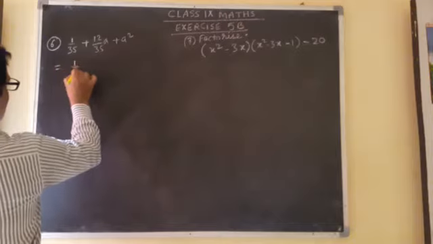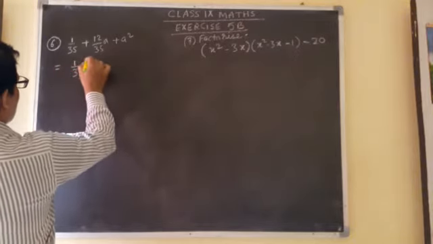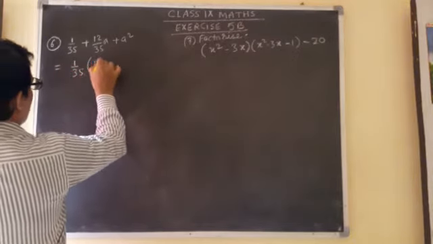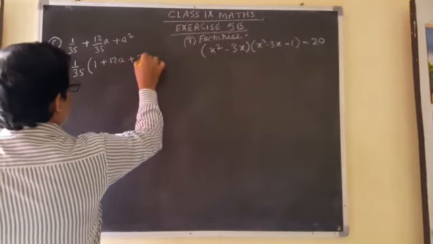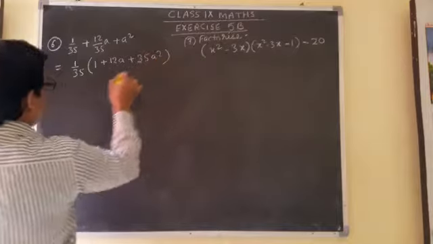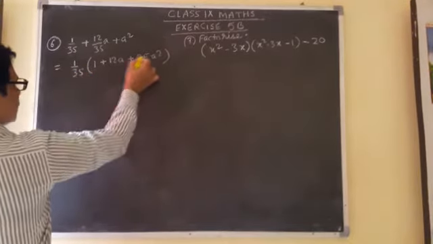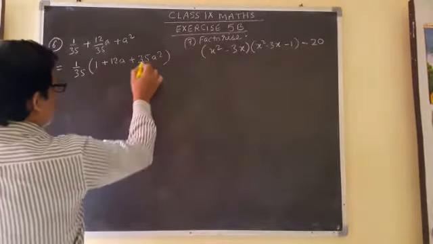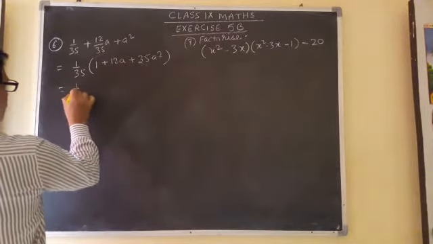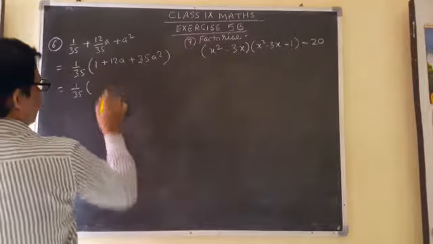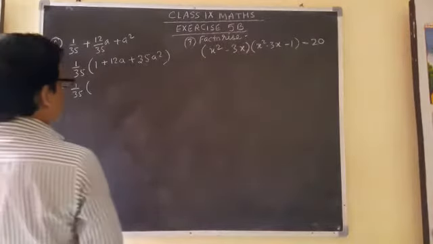First we will take 1 by 35 as a common. So here we will get 1 plus 12a plus, here we have to write down 35a square. Why we will write down 35? Because when you multiply this number 1 by 35 into 35, then the result will be a square. So 1 by 35.